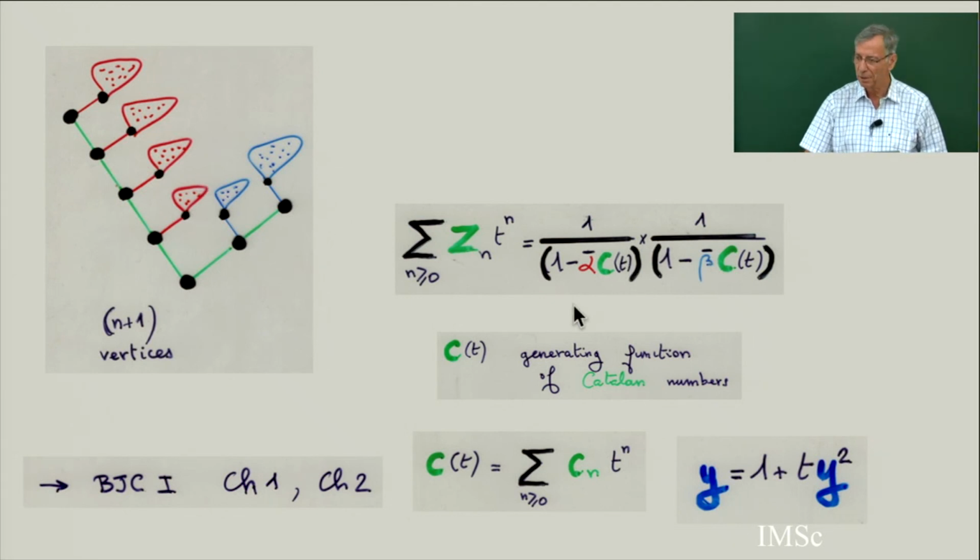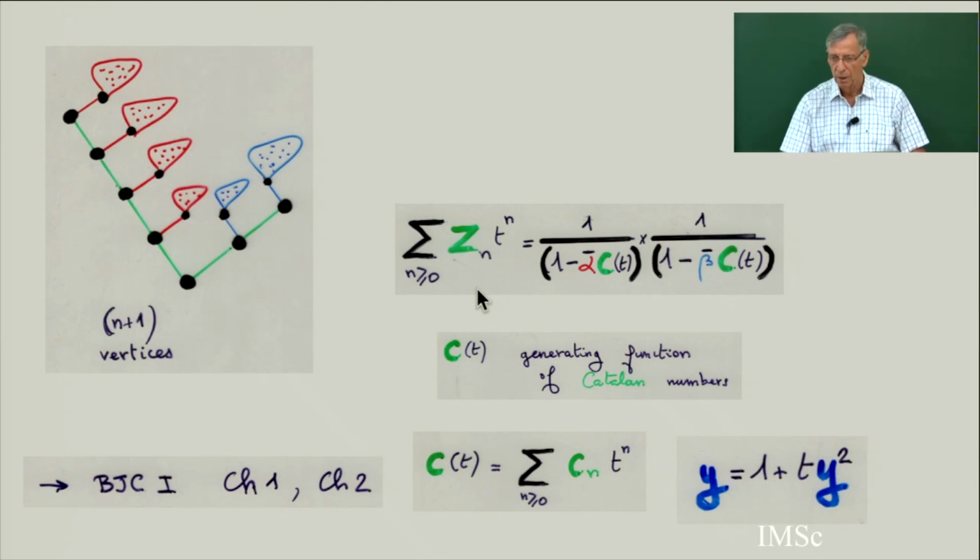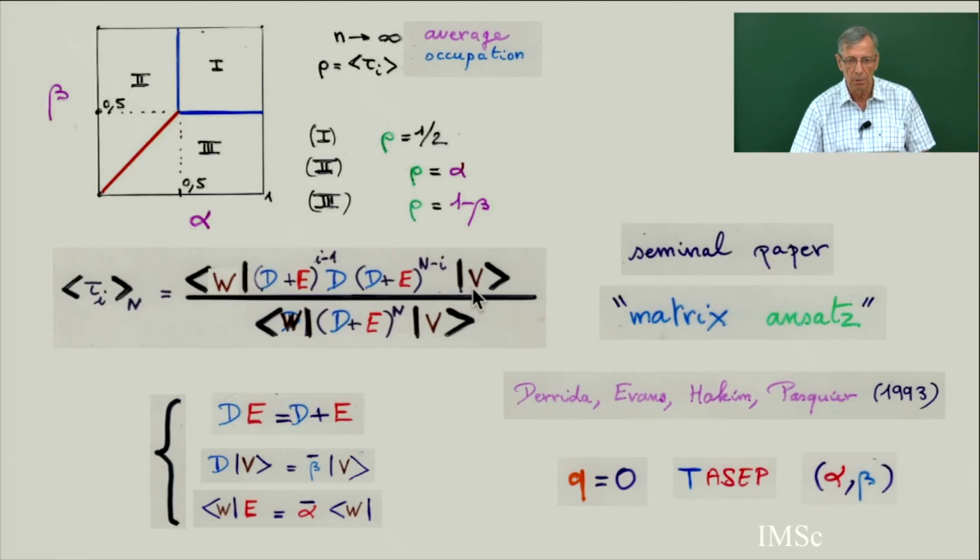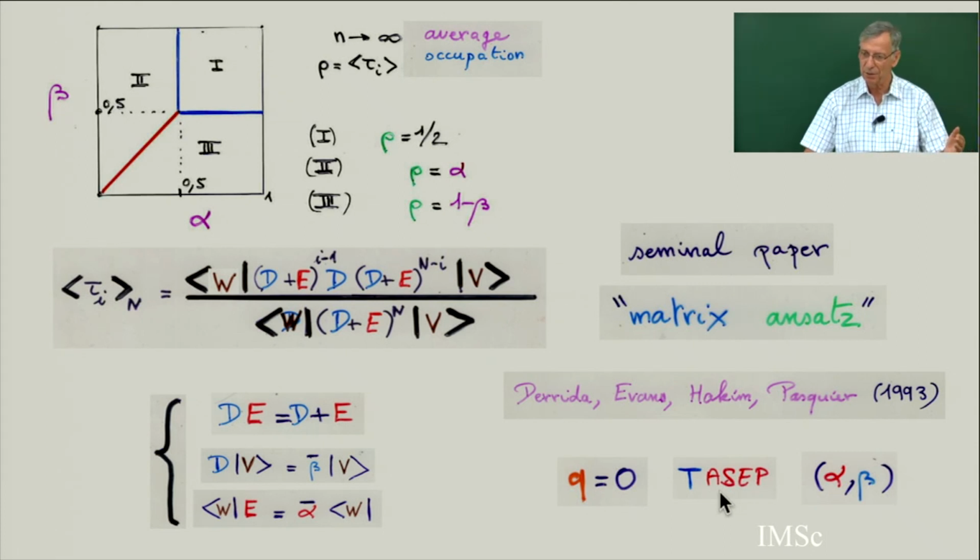So you have an interpretation of this formula, the generating function of a partition function. And you can even do more. It's in the seminal paper of 93, Derrida, Evans, Hakim, Pasquier. They start with q equals 0, with the TASEP. Most of the paper is with the TASEP, the matrix ansatz for the TASEP. They make all the computation by classical combinatorics. The computation is factorial, everything. So you don't see at all the trees, the explanation of the formula. But this was the first seminal paper.